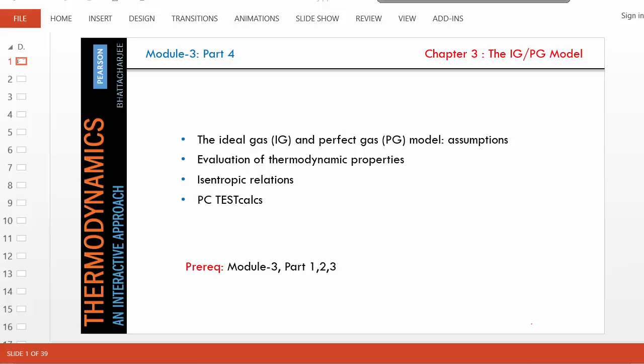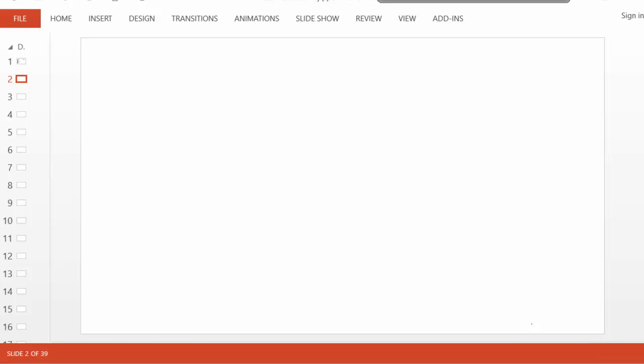Hello. In this module, we are going to develop the IG and PG models, IG meaning ideal gas and PG meaning perfect gas. So let's begin with the assumptions underlying these models, and it will become clear what we mean by IG versus PG model.